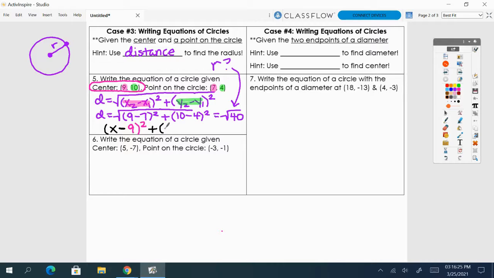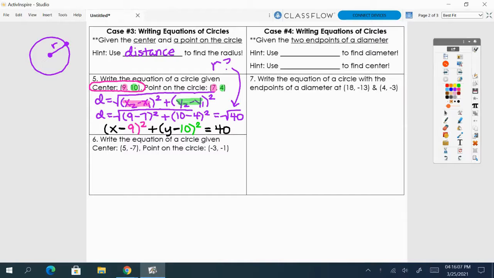Plus the quantity y minus k squared. In this case, k is 10, again, the y value in my center point, and that will be equal to r squared. Remember we talked about earlier that when we do the square root of 40 and we square it, that cancels out the square root with the squared, and you're left with what's inside the radical. So r squared can be written as a 40 there. That's why we did not need to simplify the radical.